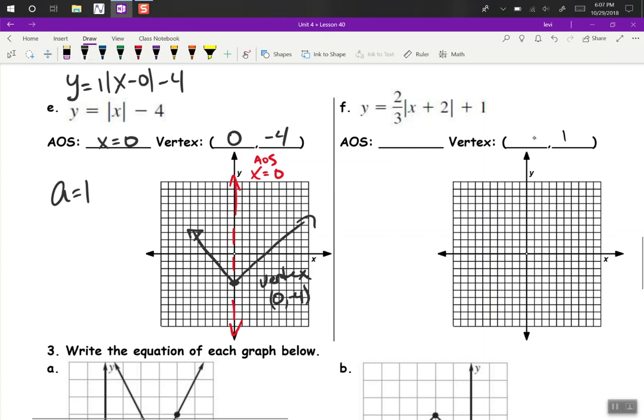Alright, our vertex here is -2, the opposite of what's inside of there, and 1. So -2, 1 right here. -2, 1. It's our vertex.